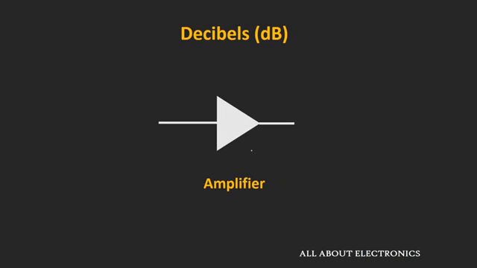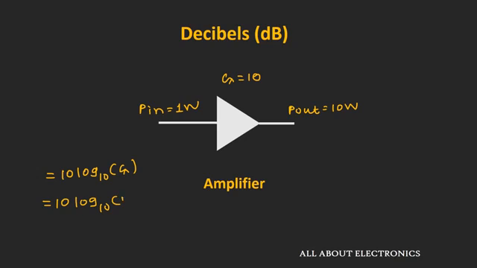So first of all, let us talk about the power gain and see how this power gain can be represented in decibel form. Let us say we have an amplifier which is providing a power gain of 10. That means whenever you apply an input of 1 watt, at the output you will get an output power of 10 watt. So in decibel it can be represented as 10 log of capital G, where G represents the gain of this amplifier. That means 10 log of 10, which is equal to 10 dB.